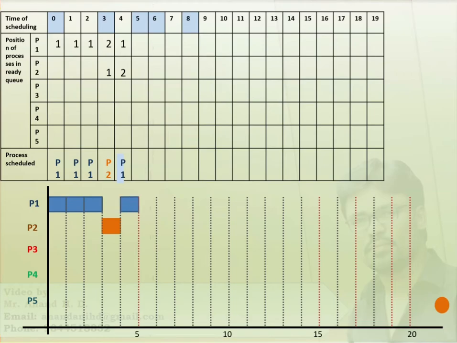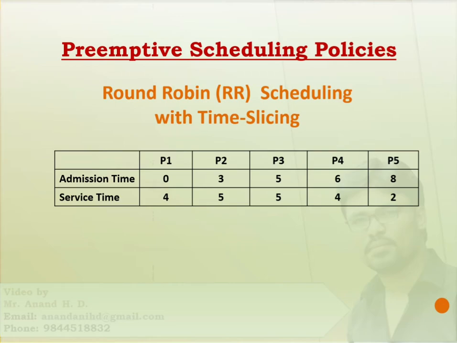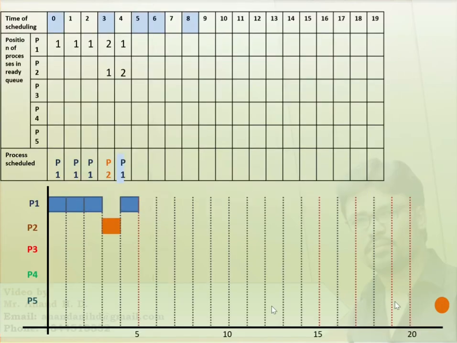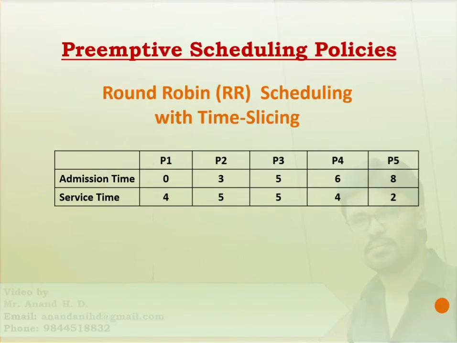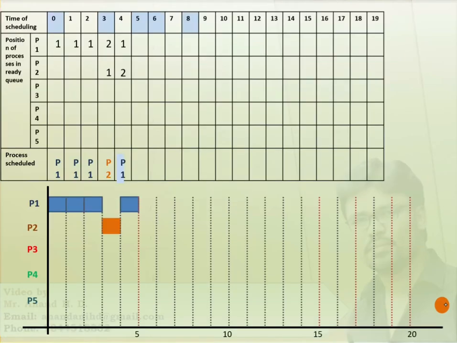So now if you look into the question, the service time of P1 is 4, right? So if you look here, P1 has been scheduled once, twice, thrice and 4 times. So P1 has completed its execution at the 5th time unit, right? Now at the 5th time unit, if you look into the question, P3 will be admitted. So at the 5th time unit again we have two processes, process P2 and process P3. Process P2 will be in the first position and the newly arrived process P3 will be in the second position.